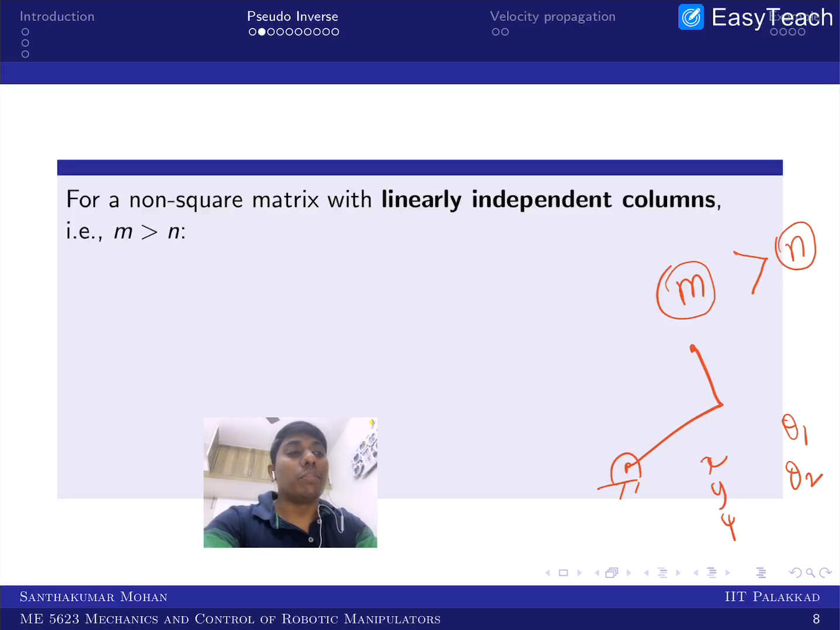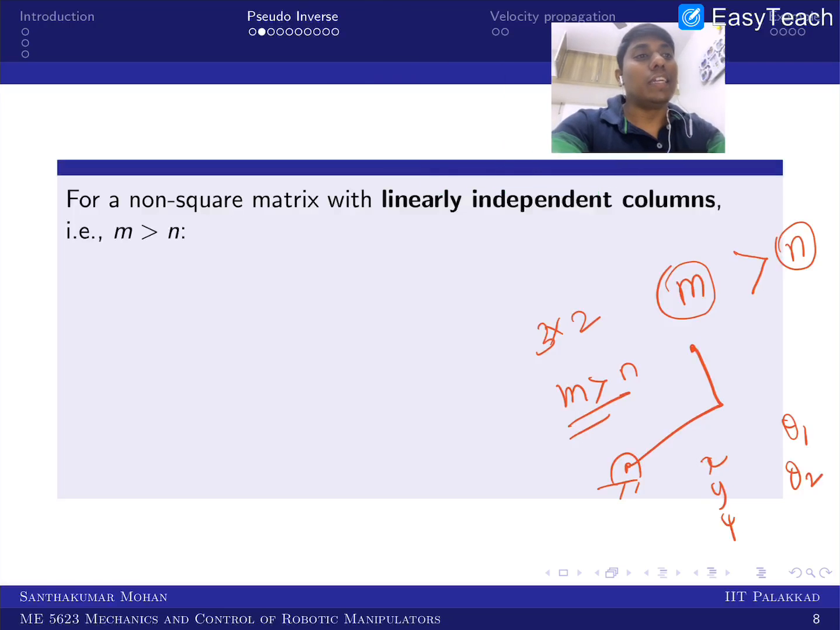So in that sense, you can see that it is actually 3 cross 2, where m is greater than n, right? In this case, we can see how many columns there are. There are 2, and these 2 columns are independent, so the rank would be a maximum of 2.